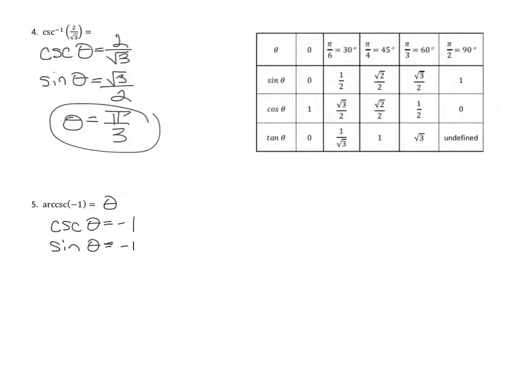So we come over here. Where's the sine 1? Right here. That happens at pi over 2. But since it was negative 1, we put a negative on it. Right here, the negatives just carry. So if you have a negative value, your angle is negative.